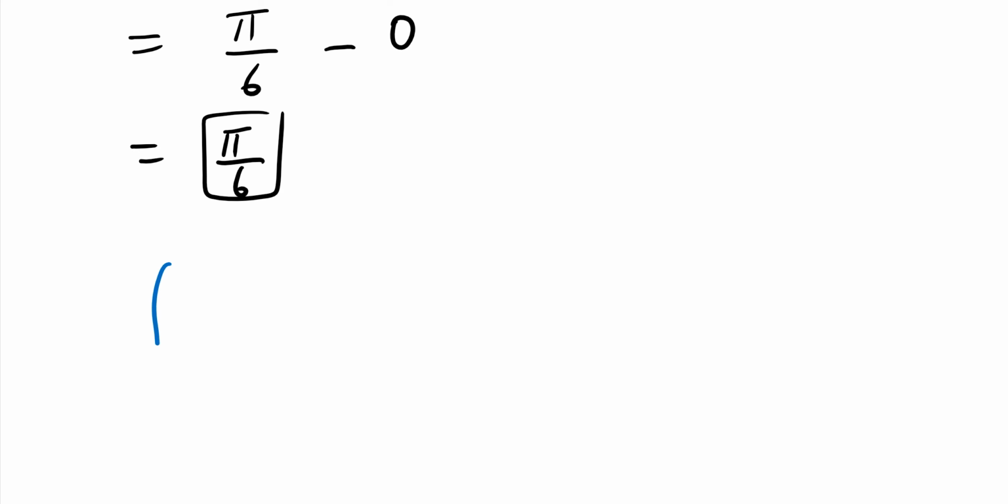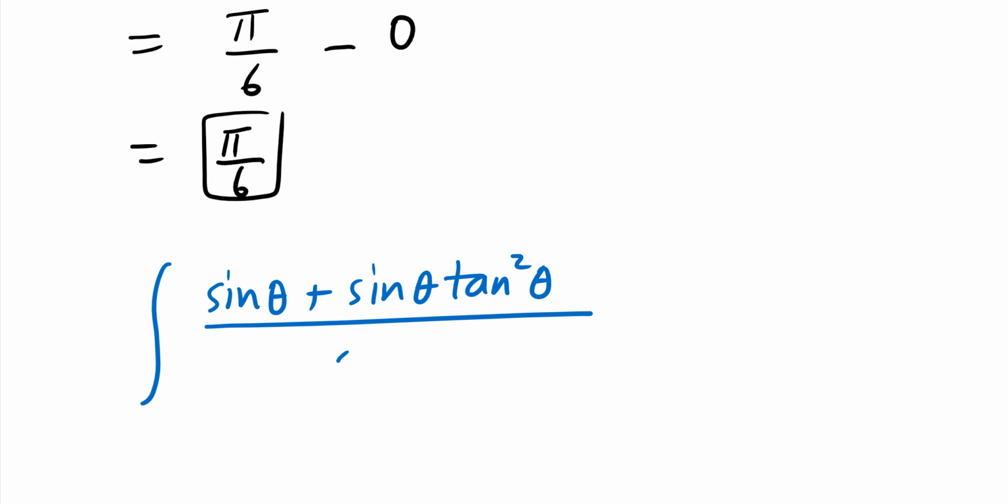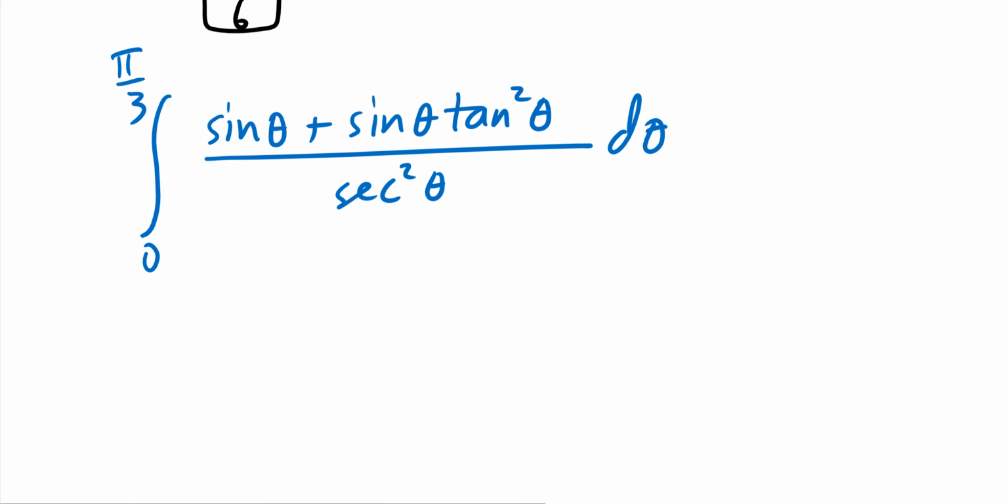Next one, the integral of sine theta plus sine theta tangent square theta, all divided by secant square theta d theta, from 0 to pi over 3. As I said before, if you look at the problem and it looks either difficult or scary or whatever you want to call it, there has to be an algebraic manipulation or trig manipulation. How can we think about this one?